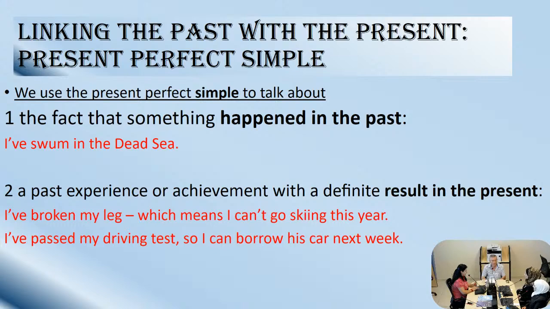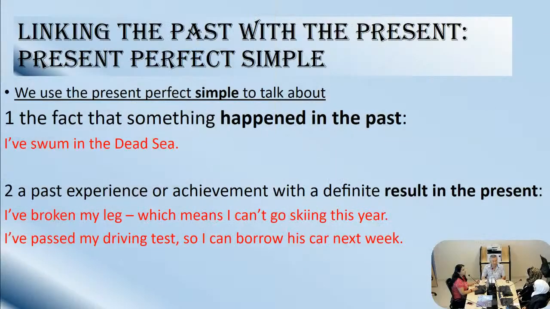Ms. Sana Ismail: We use the present perfect simple to talk about the fact that something happened in the past. For example, I've swum in the Dead Sea. A past experience or achievement with a different result in the present. For example, I've broken my leg, which means I can't go skiing this year. I've passed my driving test, so I can borrow his car next week.